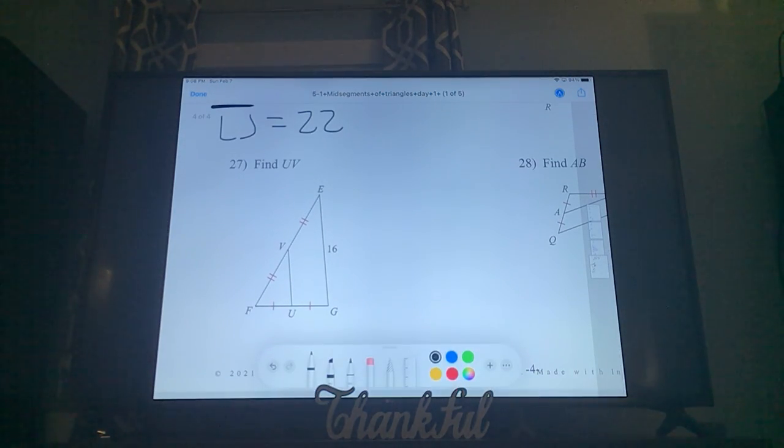And the last one, UV. Here's UV, and here's this one. We're getting smaller, so we know it should be smaller than that. It's 16, and if we cut it in half, it's going to be 8.